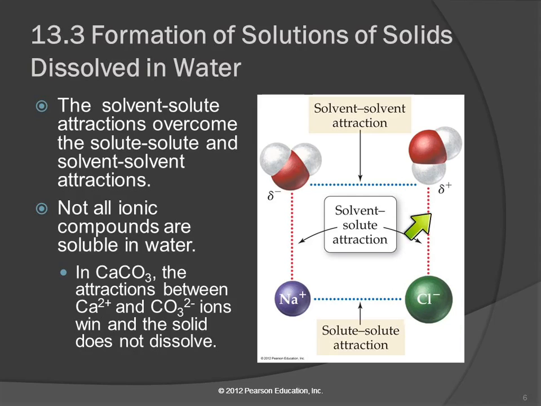If the interactions between the solvent and the solute are similar in strength to the solvent-solvent and the solute-solute interactions, then it will dissolve. Not all ionic compounds are soluble in water. Some examples are calcium carbonate. In calcium carbonate, the attractions between the calcium ions and the carbonate ions are too strong, and it won't dissolve.